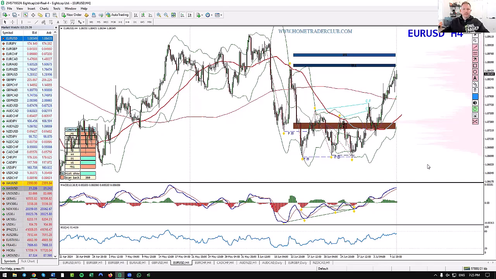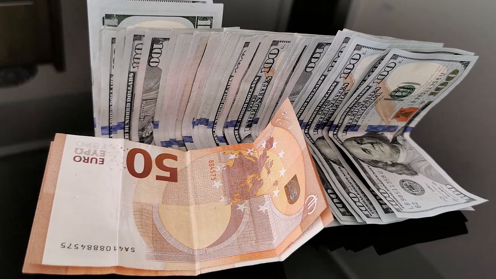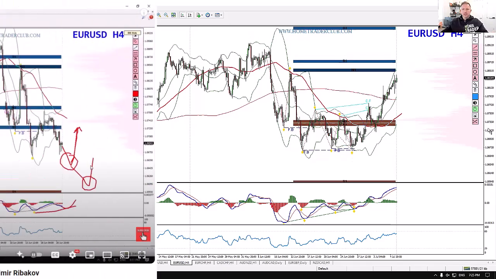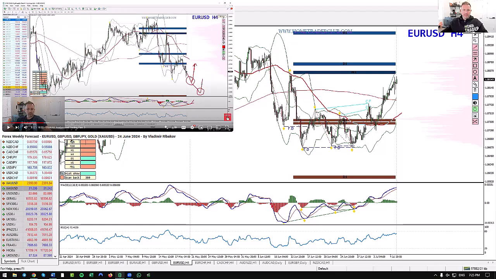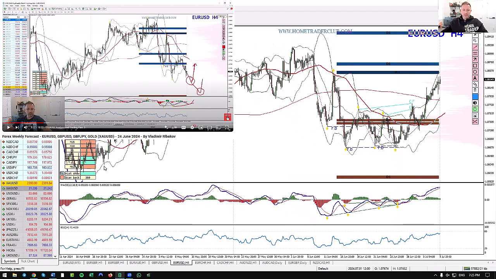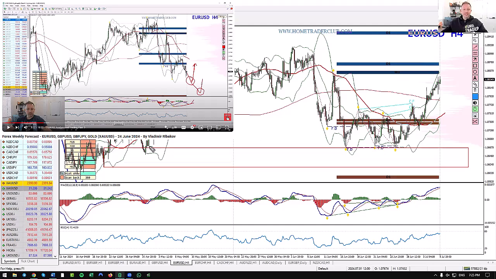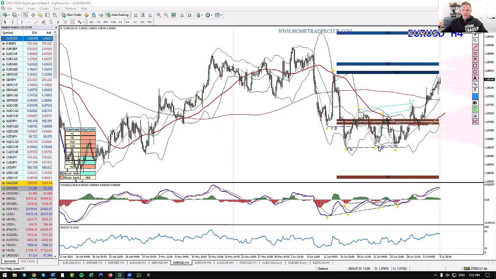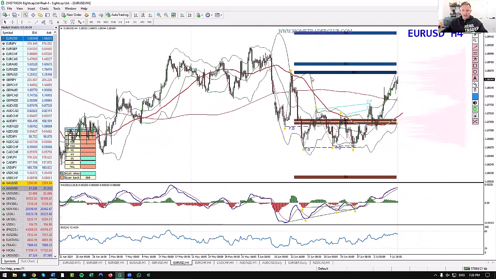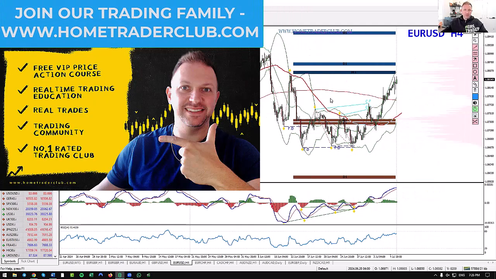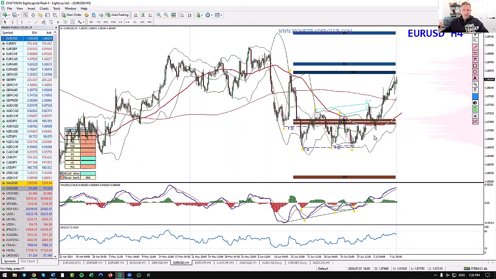So the first pair, let's talk about the euro dollar. The last week or couple of weeks, one of the plans we were following was, let's go a little bit back here, the potential bounce to come off this demand area. I was personally under the impression that we will get the bounce from this zone. However, after that, the instrument will continue lower. So the first part actually happens. We got a beautiful bounce to the upside.